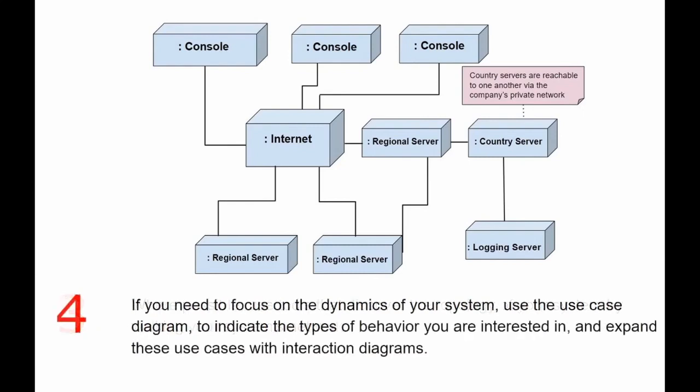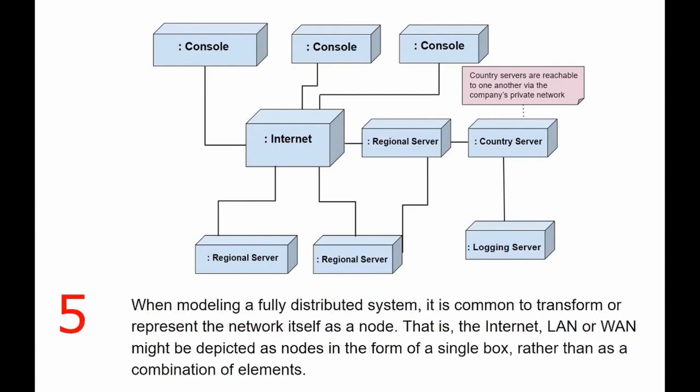If you need to focus on the dynamics of your system, use the use case diagram to indicate the types of behavior you're interested in, and expand these use cases with interaction diagrams. When modeling a fully distributed system, it is common to transform or represent the network itself as a node. That is, the internet, LAN, or WAN might be depicted as nodes in the form of a single box rather than a combination of elements.